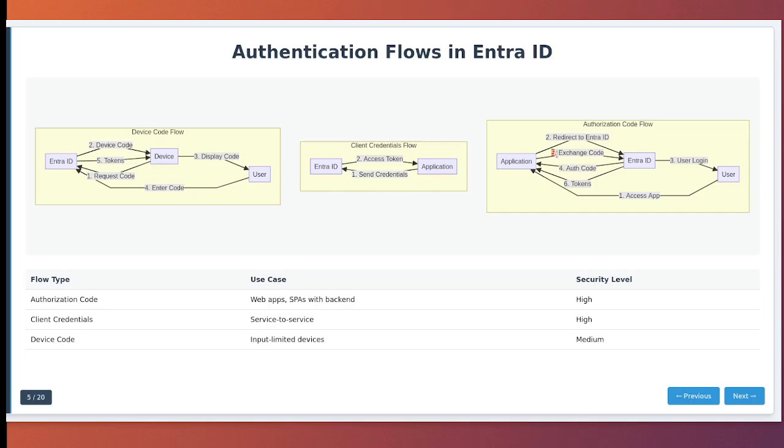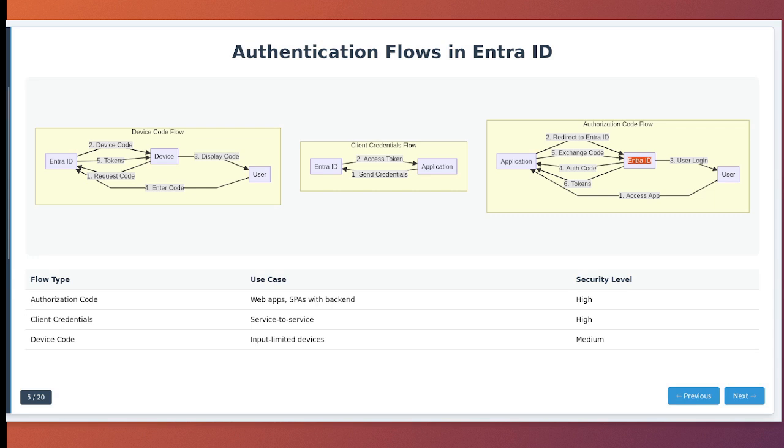Your application then exchanges this code for tokens by making a backend call to Entra ID. This exchange includes your client secret, proving your application's identity. The client credentials flow is completely different. There's no user involved at all. This is for service-to-service authentication, like when your backend API needs to call another API. Your application authenticates directly using its client ID and secret. This flow is perfect for background jobs, daemon applications, or any scenario where you need to authenticate as the application itself, not on behalf of a user.